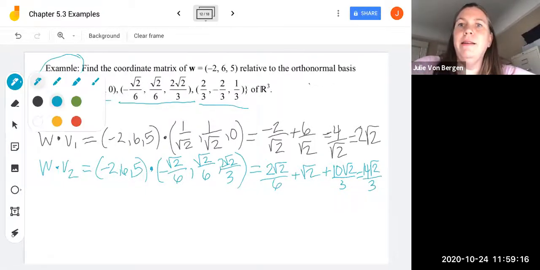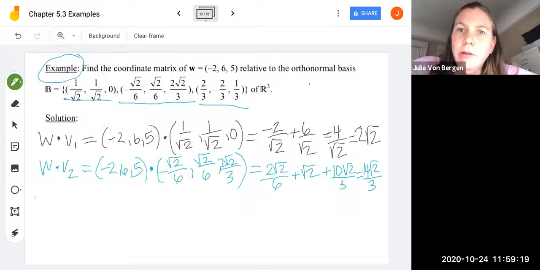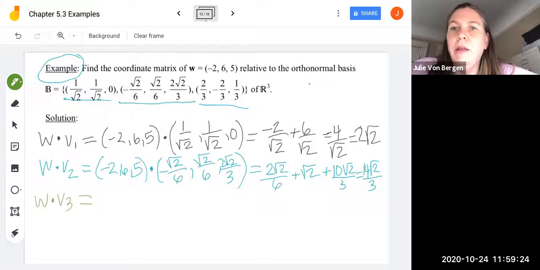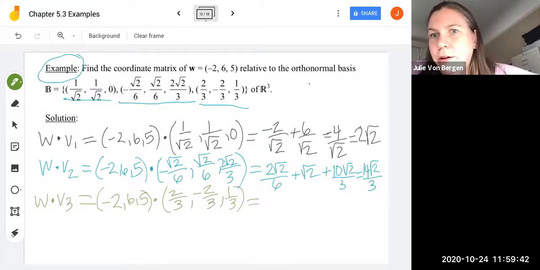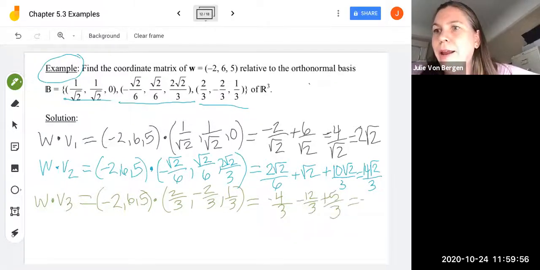And then our last calculation here for W dot V3 is going to be (-2, 6, 5) dotted with (2/3, -2/3, 1/3). All right, so we're going to get -4/3, -12/3, and then +5/3. So you end up with -11/3.